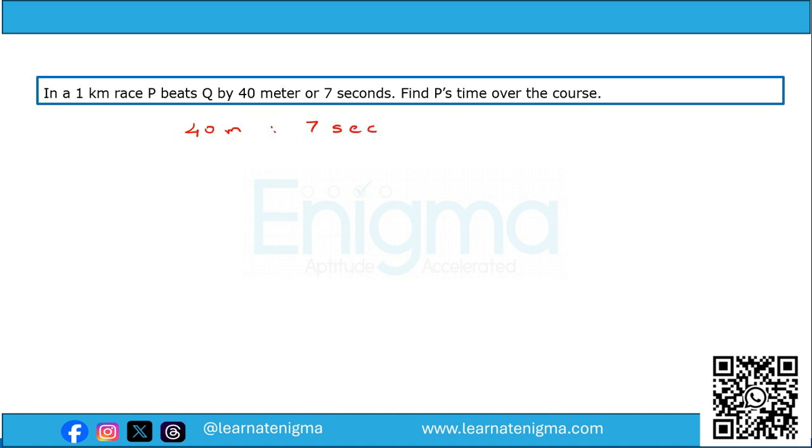Now, as distance and time are directly proportional, we can easily find out the time required for Q to complete the race. The race is of 1 kilometer, that is 1000 meters. Let's assume the time required by Q as X. Now by cross multiplying, we get X is equal to 1000 into 7 divided by 40. So solving this, we get the time required for Q to complete the race as 175 seconds.